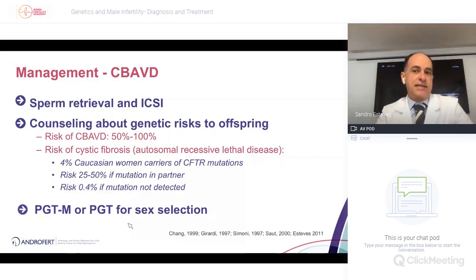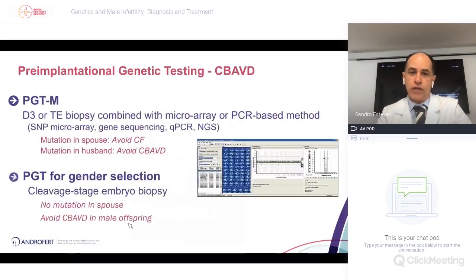So for pre-implantation genetic testing in CBAVD, we can have PGT-M, in which we can do day 3 or trophectoderm biopsy. In our conditions, we use a genetic laboratory in which we do SNP microarray for these conditions. If the mutation is in the spouse, as I said, we can avoid cystic fibrosis. If the mutation is in the husband, we can avoid CBAVD in the baby boy.